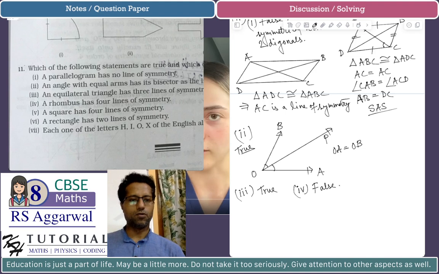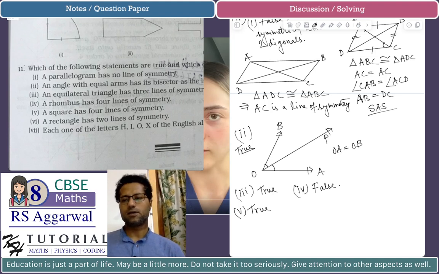So part 4, the statement is wrong. It is saying that a rhombus has 4 lines of symmetry, but actually we know that a rhombus has 2 lines of symmetry. Part 5, a square has 4 lines of symmetry. This is true.